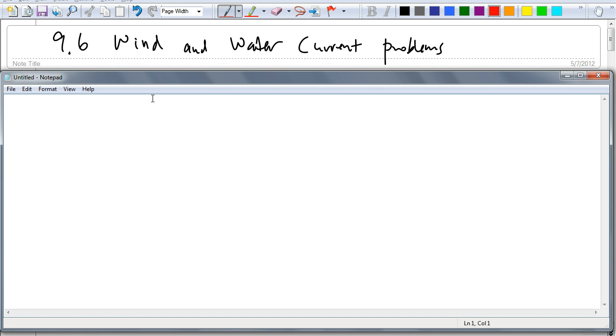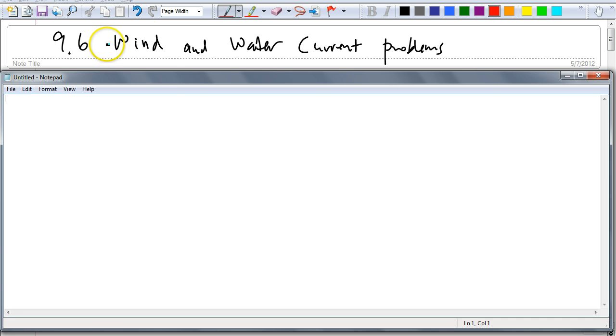With water current, guess what? Instead of an airplane, you're going to be on a boat. If you're on a boat, maybe you're going, I don't know, 50 miles an hour, and the current is going 10 miles an hour. How fast are you going? 60. If you're going with it, you'll be going 60. What if you're going against the current? 40. That's the idea. Does that make sense?